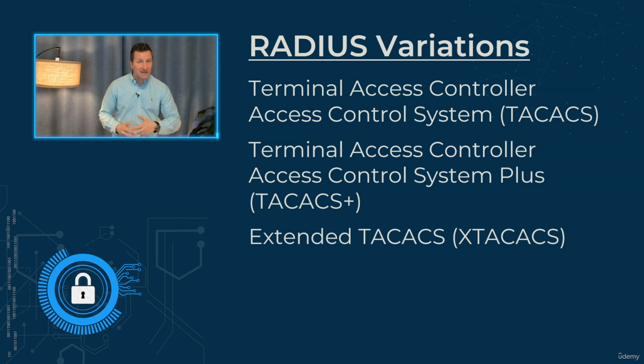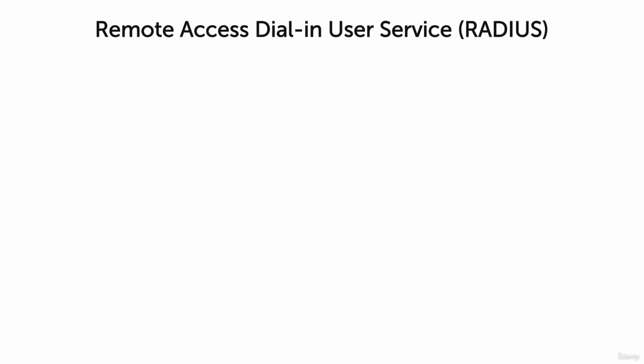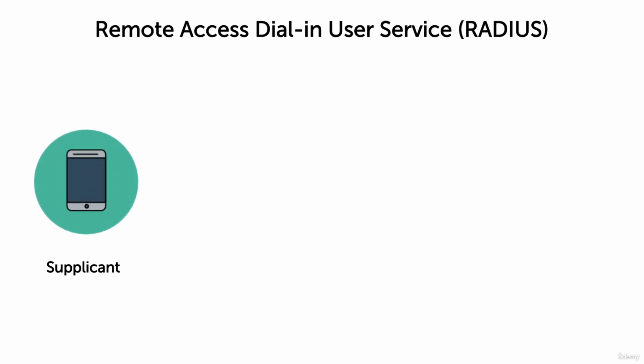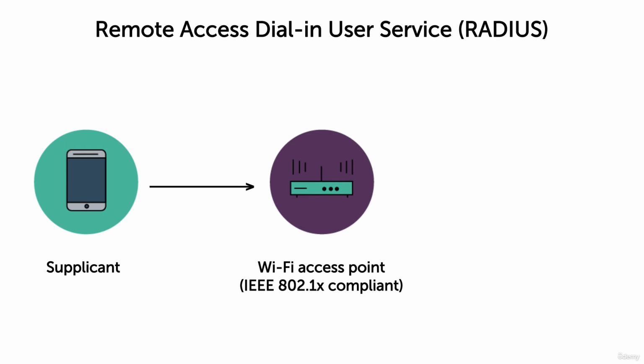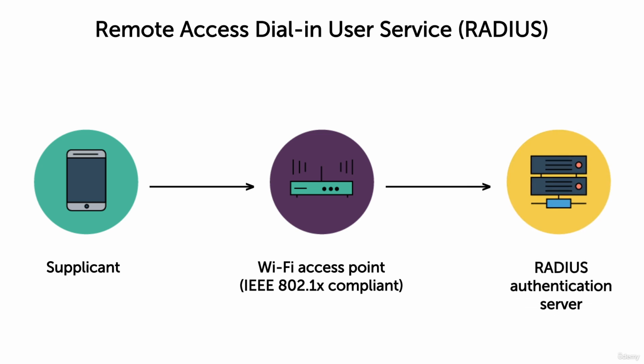Now there are variations on RADIUS like TACACS, TACACS Plus, and XTACACS. These are variations of how the RADIUS centralized authentication protocol works, but they all fall under the realm of RADIUS. So in our diagram, we see we have a supplicant shown over on the left of our picture. This, in this example, is a smartphone. Now that user might be using a smartphone to connect to a Wi-Fi network. So if the wireless router is IEEE 802.1x compliant, then instead of the wireless router actually doing the authentication, it's been configured to hand that off to a centralized authentication server, the RADIUS server, elsewhere.